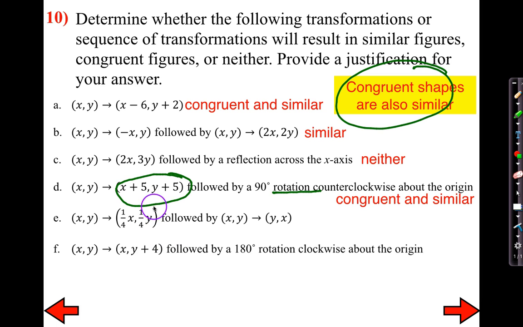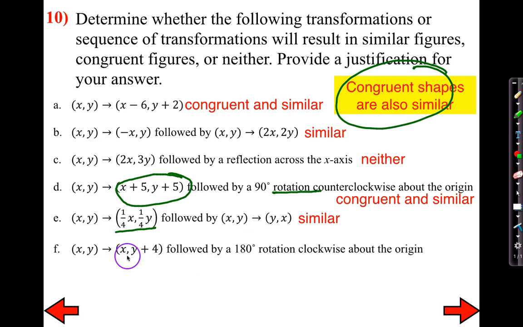This one here, it looks like a dilation because we're taking 1/4 of x and 1/4 of y, followed by this here, which doesn't look like one that we're familiar with where y and x is flipped. But understanding alone that this is a dilation, I know already that the shapes are going to be similar.